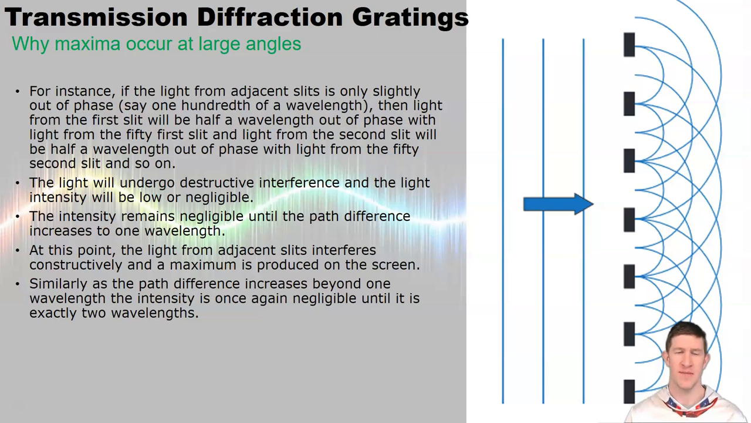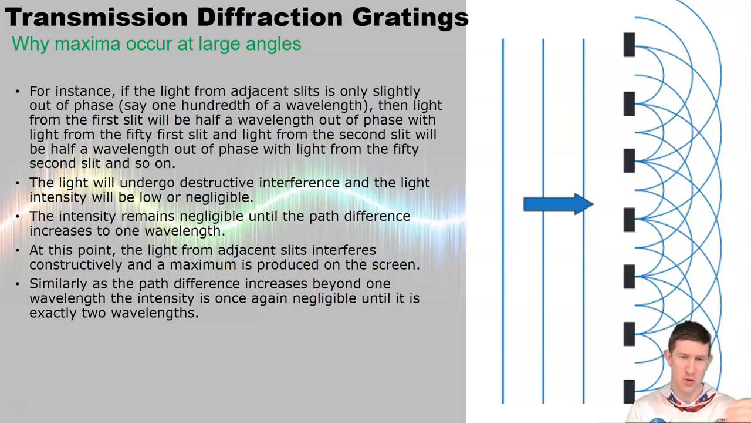For instance, what I mean by that is, if the light from an adjacent slit is only slightly out of phase, and let's say it's 1/100th of a wavelength out, then that first slit will be half a wavelength out of phase from the 51st slit, because if it's 100, 50 is now half a wavelength. And the light from the second slit will be out of phase with the light from the 52nd slit, and so on and so forth.